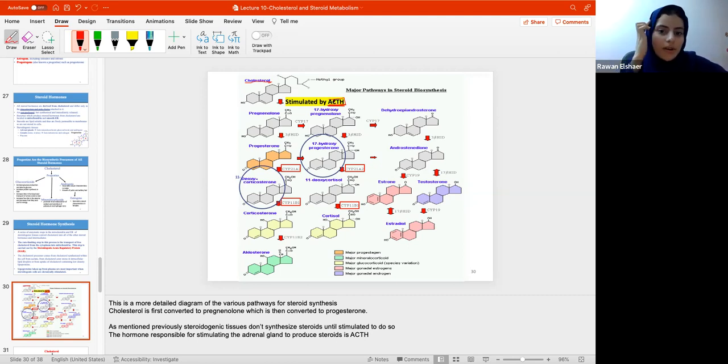The pituitary gland is in your brain, actually right behind your eyes, in between here. That's just a fun fact for you. But ACTH, once it's secreted, goes to your adrenal gland and stimulates this process.